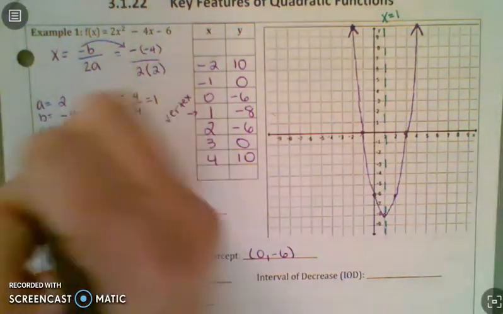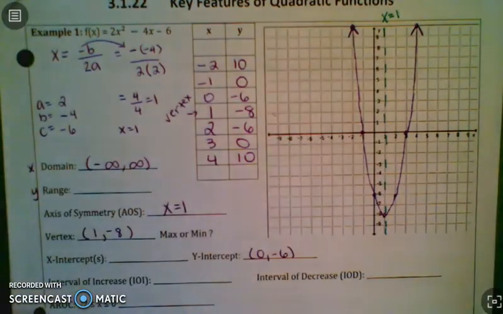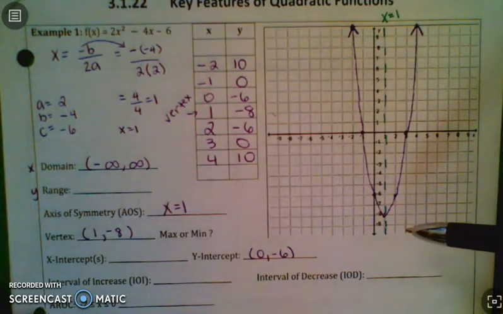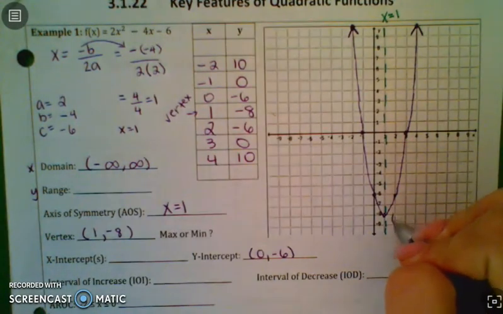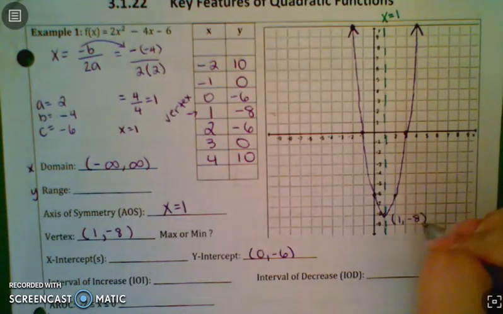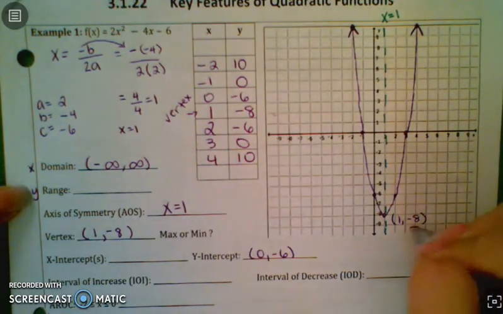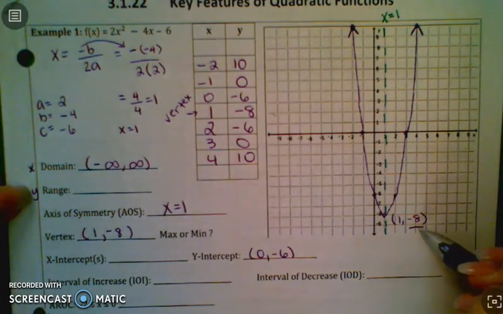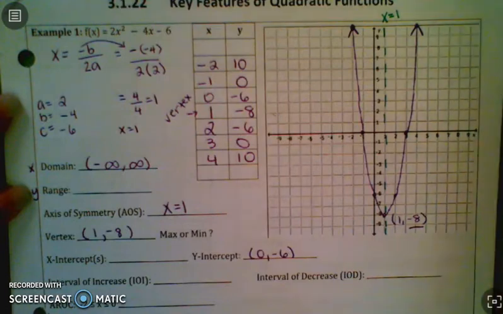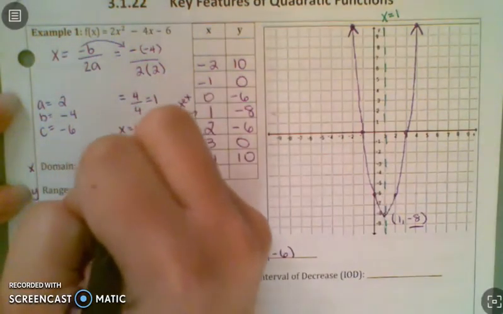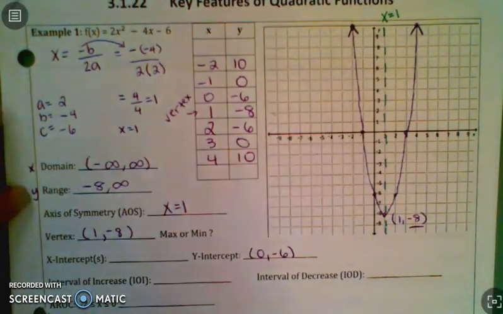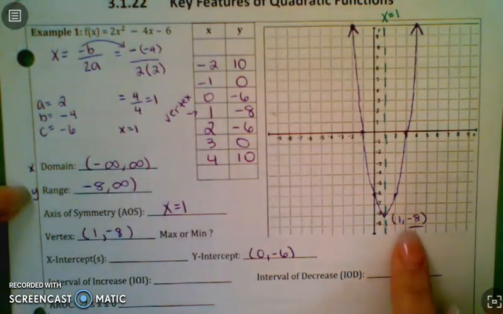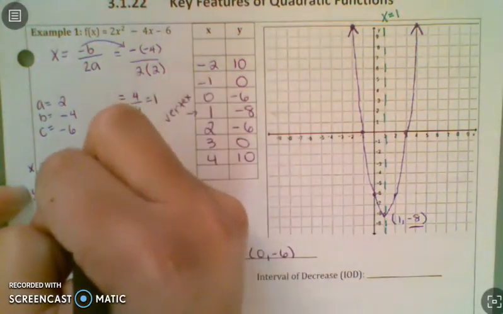Your range is your y values, and that goes bottom to top. So my lowest point right here is my vertex, which was (1, -8). For the range, we care about the y value, so it's going to go from -8 up forever. So it's going to be -8 to infinity. We know infinities always get parentheses, but -8 is on the graph. It's a point, so it's going to get a bracket.